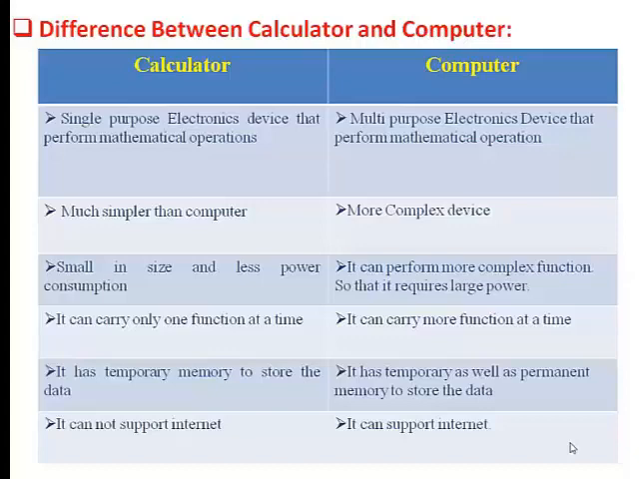Next one, calculator has temporary memory to store the data, which we have already studied, that in calculator it consists of only temporary memory, that is RAM. Whereas in computer it has temporary as well as permanent memory to store the data. Last one, calculator cannot support internet, whereas computer can support internet very easily.